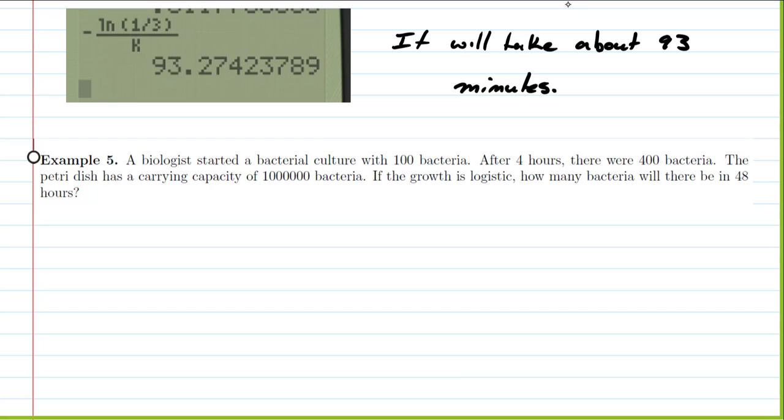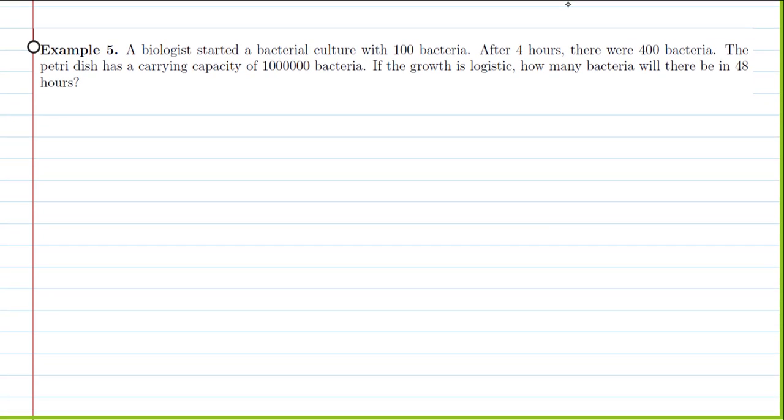A biologist started a bacterial culture with 100 bacteria. After 4 hours, there are 400 bacteria. The petri dish has a carrying capacity of 1 million bacteria. If the growth is logistic, how many bacteria will there be in 48 hours?